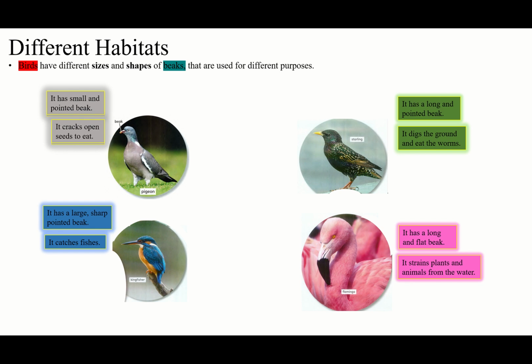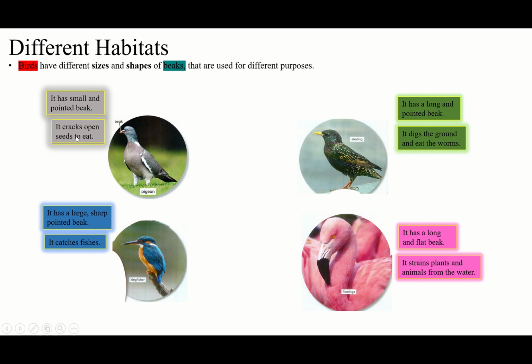Let's go through the parts to understand. For example, the pigeon here, it has a small and pointed beak. The beak is small and pointed. Why? What's the purpose? We said size and shape. The size is small, the shape is pointed. So what's the purpose? For cracking open the seeds. You see, size, shape, purpose. We have three things that you have to know about each animal: size, shape, purpose. Now, the size is small, the shape is pointed. What's the purpose?